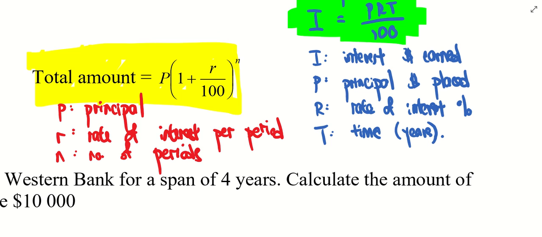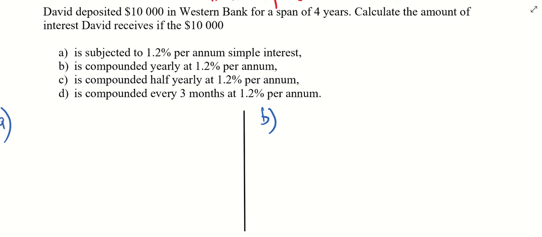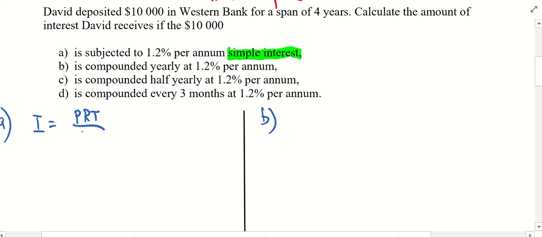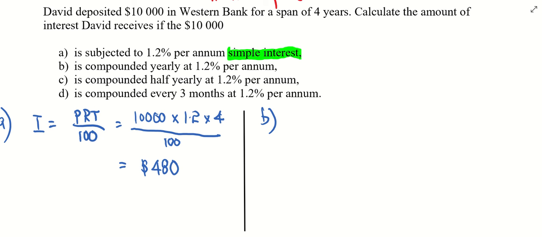Alright, now we're going to zoom in at the question. Okay, so your guess is as good as mine. You saw the word simple interest. So obviously, I have to use the formula which you are told to remember. I equal to PRT over 100. Okay, fair enough. So this is the simple interest.